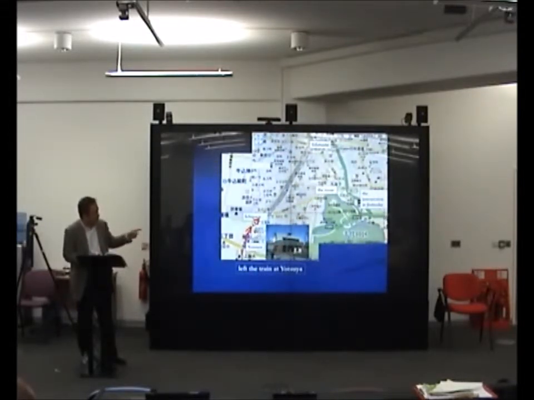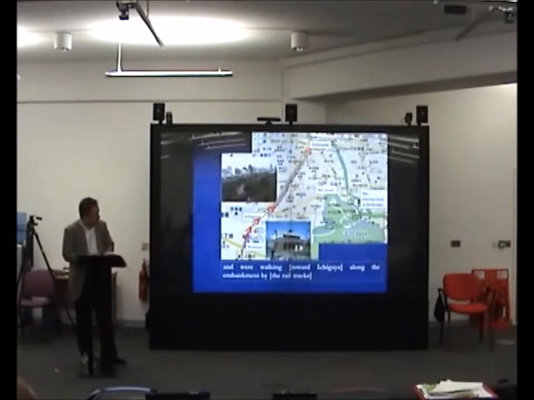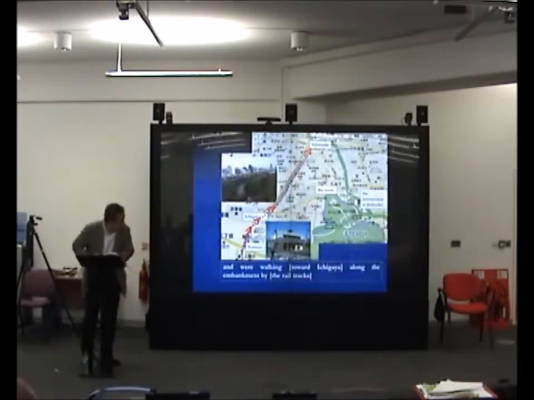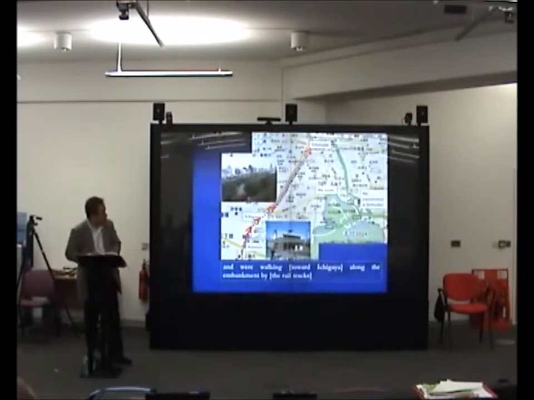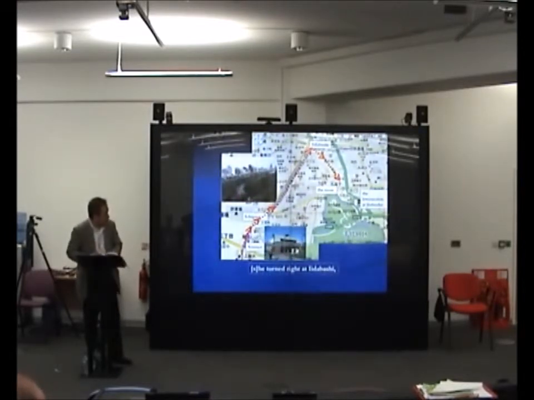First, they take a train at Yotsuya, and they walk toward Ichigaya along the embankment by the railway tracks. She turns right at Iidabashi. Many Japanese scholars always doubt why they have to make the right turn here, because to get to Komagome, they have to go straight. It would be a shortcut from here to there.